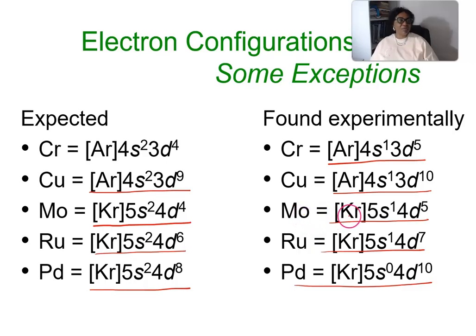For molybdenum, half filled, just like in chromium. That's why it takes the form. Here too is half filled. All of them are half filled. That's why it takes the form. So those are some of the exceptions we have for the electronic configuration.